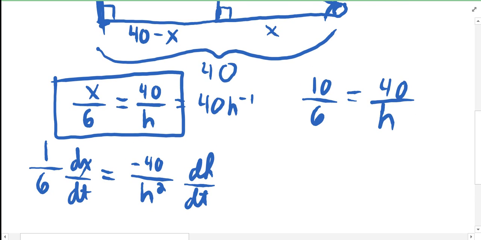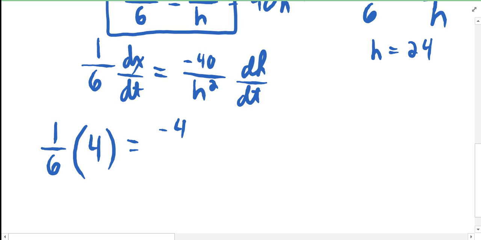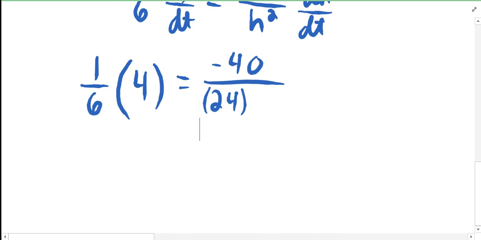And the units on that are still feet, because x was all measured in feet. So everything was measured in feet so far. So we're going to plug this in here, and we're going to get 1/6 dx/dt, which was 4, equals negative 40 over h squared, so that's 24 times 24. 576. Now, it is 576, but I'm not even going to multiply it out because most likely you're not going to have a calculator on a test. So I'm going to write it out as 24 times 24, and we're just going to simplify it down.